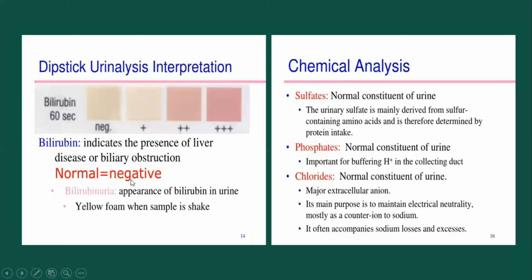Bilirubin indicates presence of liver disease or biliary obstruction. Normal is negative. Bilirubinuria is the appearance of bilirubin in the urine, with yellow foam when the sample is shaken.